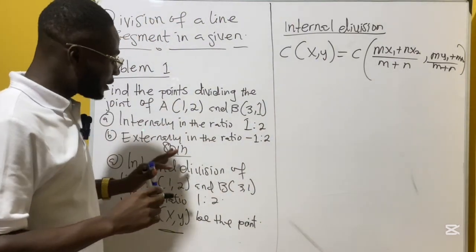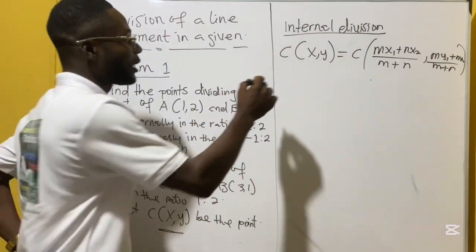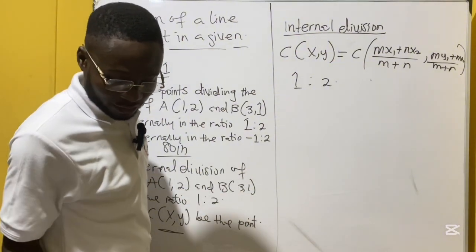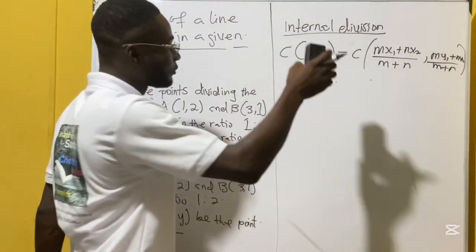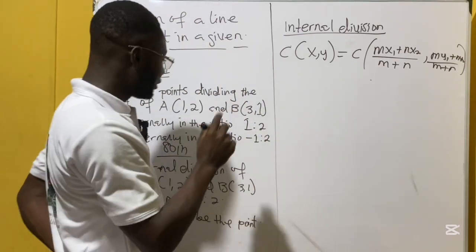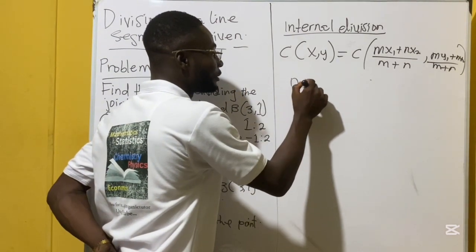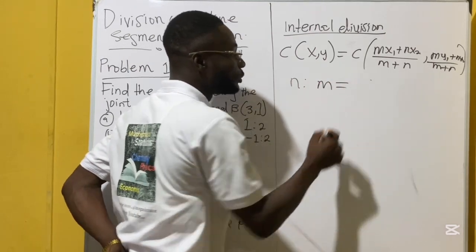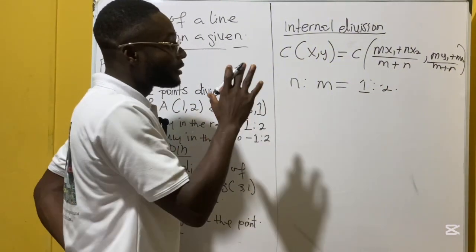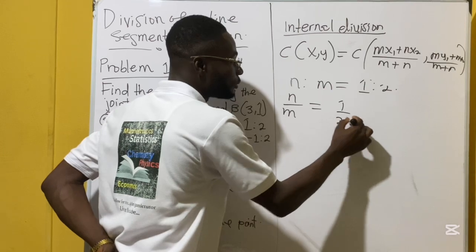Okay, so basically what I want you to understand is that whenever they give you the ratio, okay, 1:2, do this. You know, we have been given points A and B, and the ratio 1:2. And the ratio, this is how it is done. n:m, right? That is equal to the ratio, okay? So 1:2. And the same way we did to derive the formula, you know that this is n over m, right? And that is equal to 1/2, right?